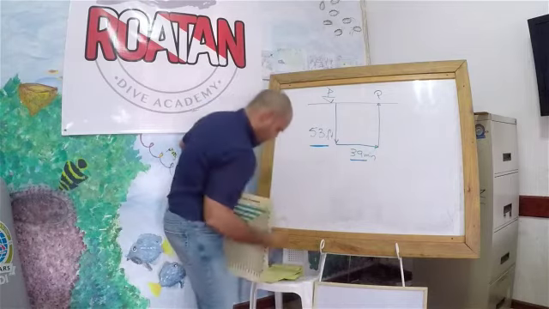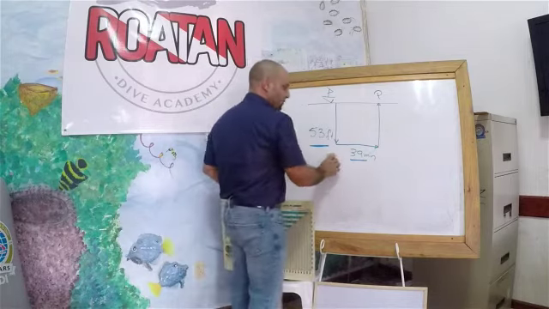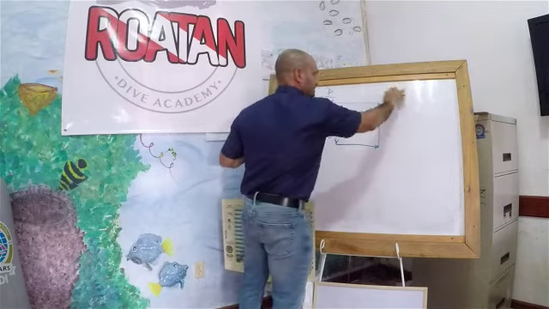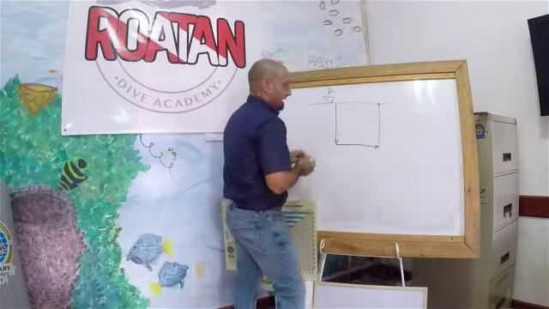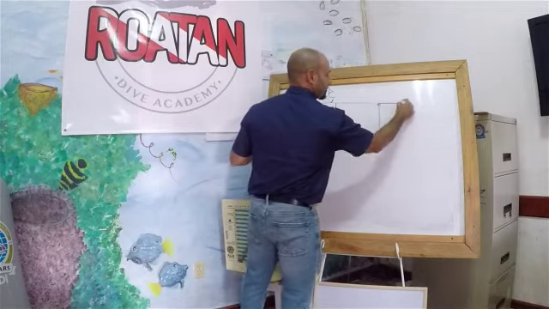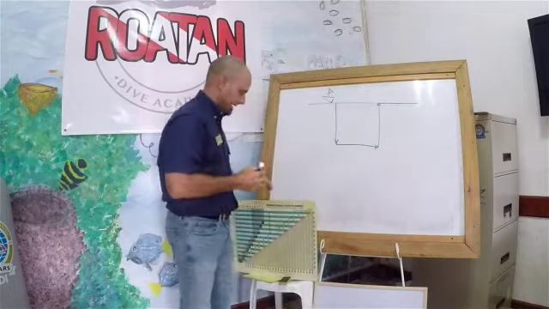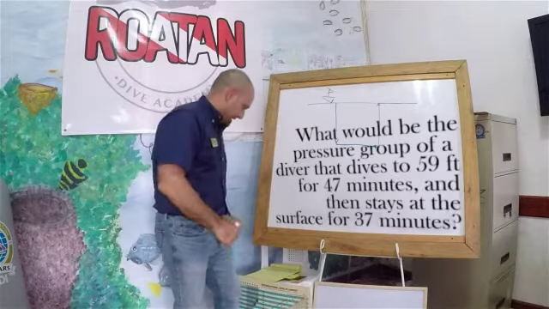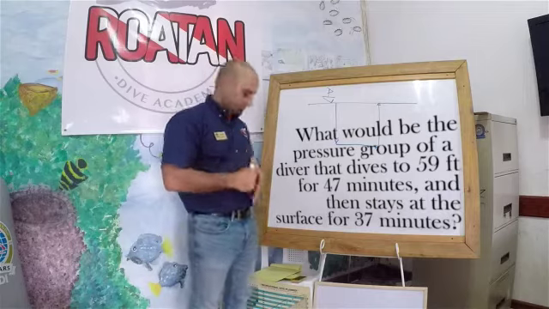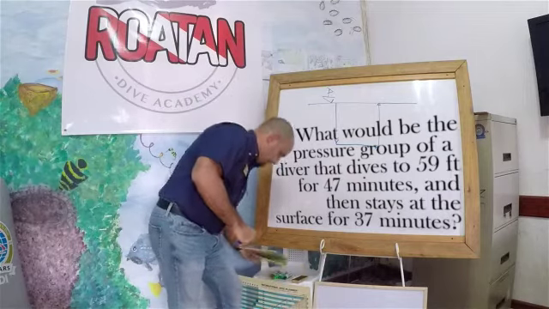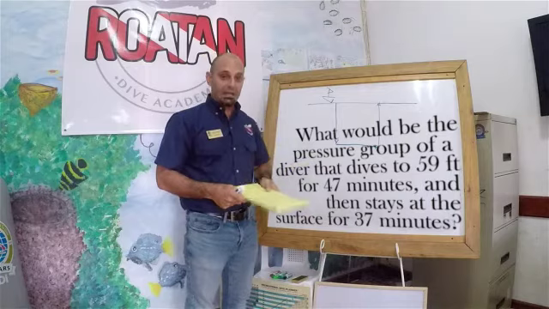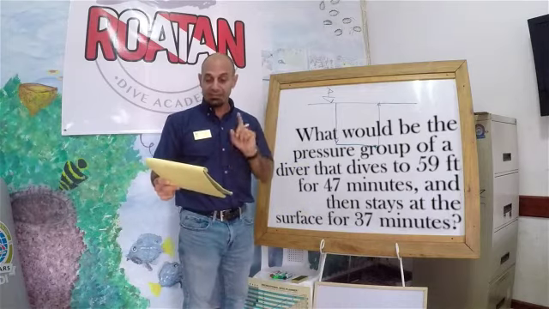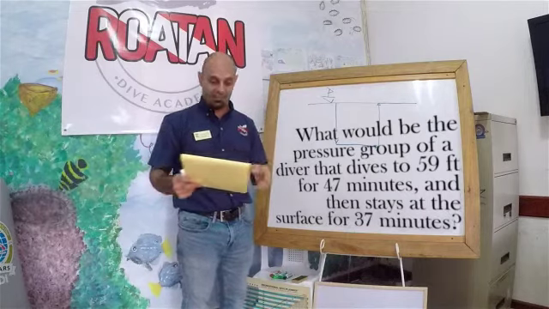Okay, let's do one more, but in this case, we are going to include a surface interval. So for including a surface interval, we're going to stay at the surface for a given period of time. So the question is, what would be the pressure group of a diver that dives at 59 feet for 47 minutes and then stays at the surface for 37 minutes?